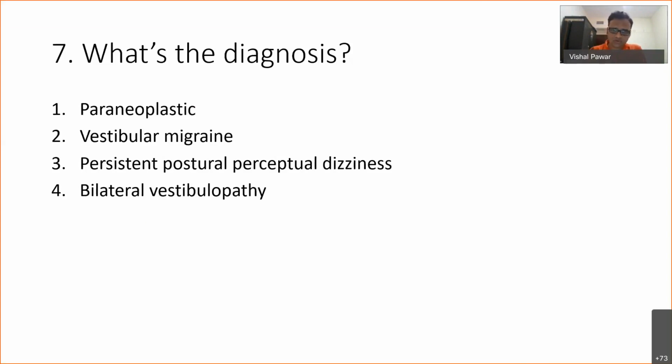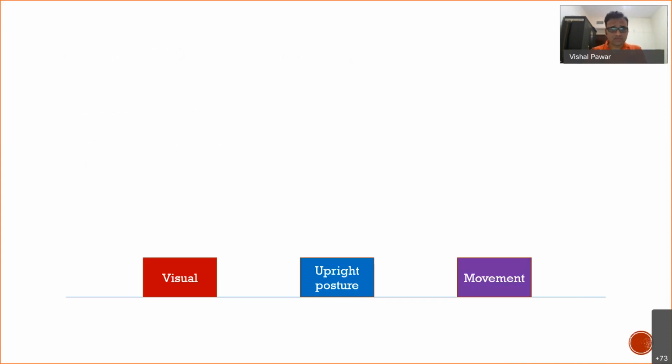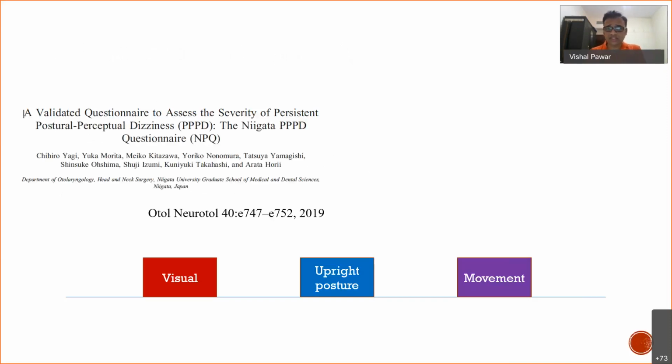It was in the form of non-spinning vertigo and unsteadiness. It was getting aggravated in upright posture. It was getting aggravated by complex lights, and she had agoraphobia. So I consider the diagnosis of triple PD, persistent postural perceptual dizziness, which has 3 components.